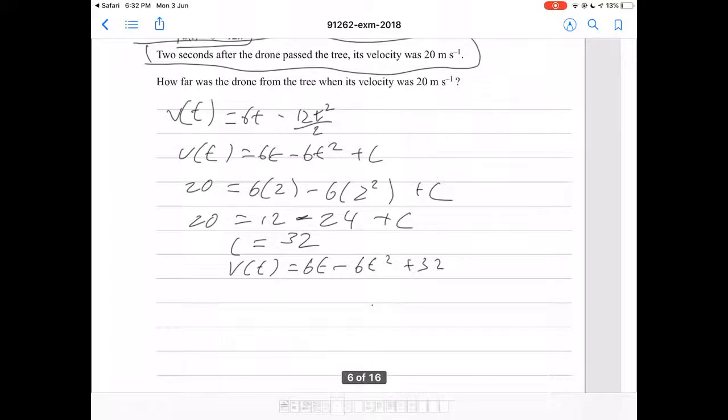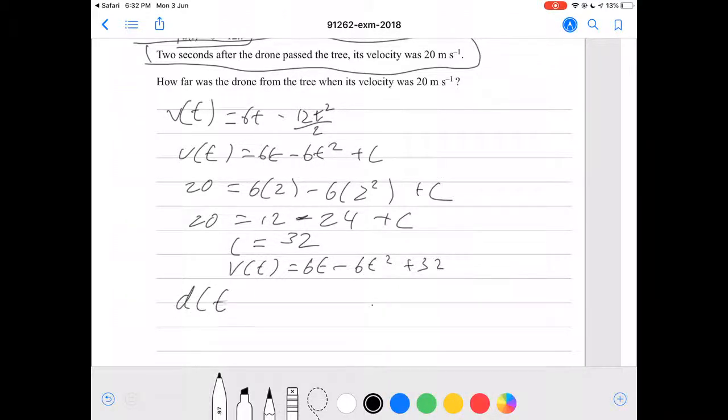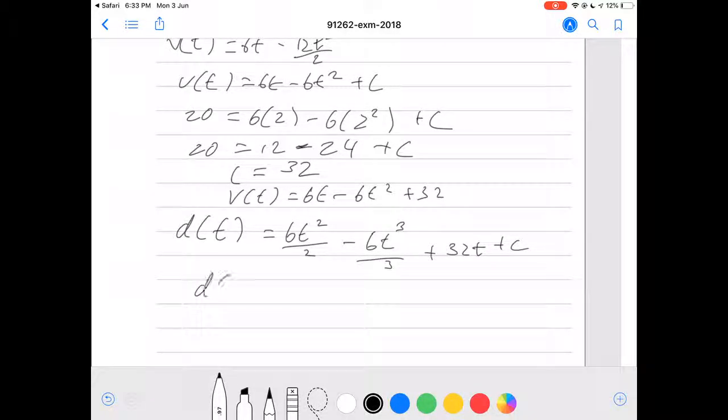So now we need to find how far the drone was from the tree when the velocity was 20 meters per second. You know that 2 seconds after the drone passed the tree, the velocity was 20 meters per second. So now we're going to integrate from velocity to distance, and substitute t equals 2 to find the distance. d of t is equal to 6t squared divided by 2 minus 6t cubed divided by 3 plus 32t plus c. We don't know what the c value is. So d of t equals 3t squared minus 2t cubed plus 32t plus c.